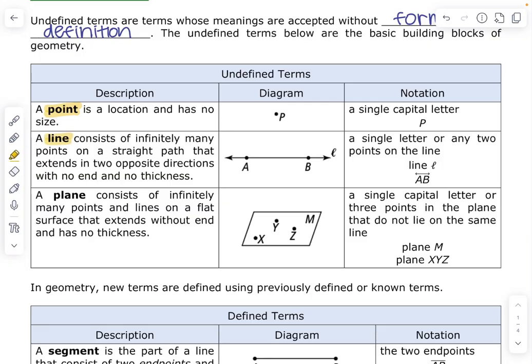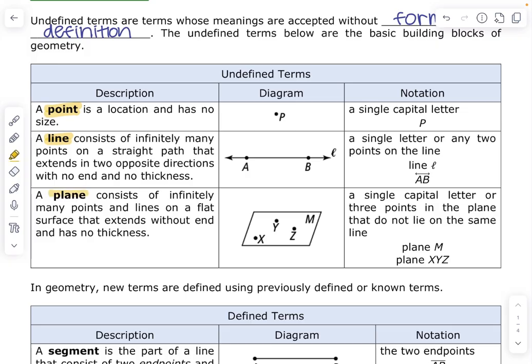Right. A line consists of infinitely many points on a straight path that extends in two opposite directions with no end and no thickness. We have two different ways we can name a line. The first would be with a single letter. So for example, we have this little script L here, so we call this line L. The second would be with any 2 points on the line. So we've got point A and point B, so we would call this line AB. And in order to denote that this is a line, we need to include that little hat on top with the 2 arrows going in opposite directions.